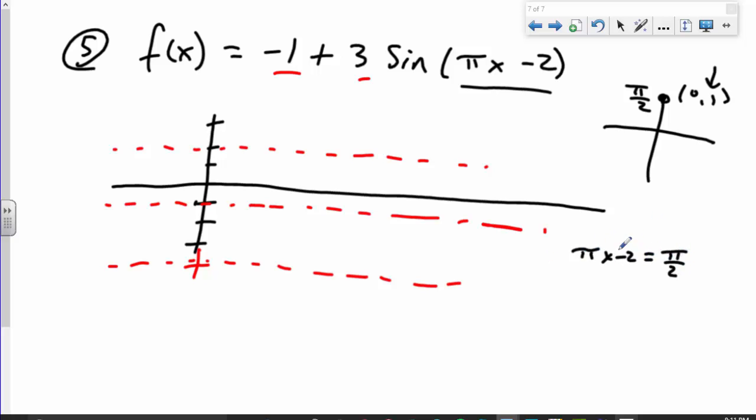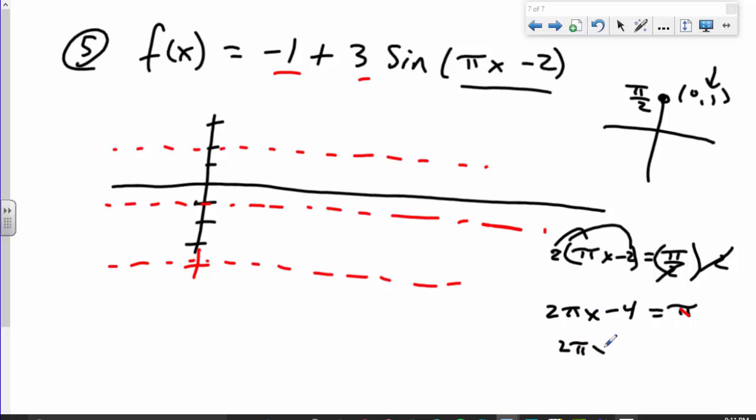I'm going to go ahead and multiply everything by 2 to get rid of this fraction. So let's multiply both sides, in other words, by 2. Multiply this by 2, and multiply this by 2. 2 times pi over 2, these 2's will cancel. So you just have pi on this side. Distribute this 2, so we got 2 pi x, and then 2 times negative 2, which is negative 4. That means that 2 pi x is equal to pi plus 4. And then I'll divide both sides, of course, by 2 pi to get rid of this.